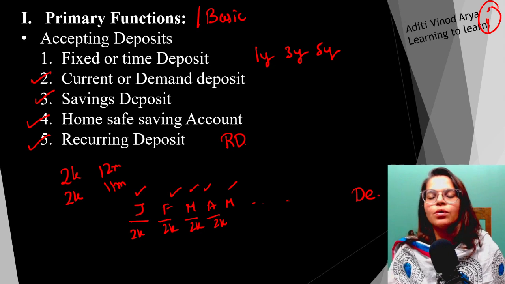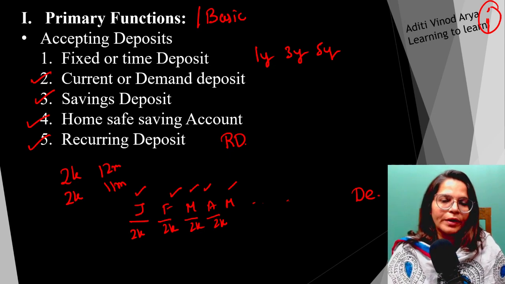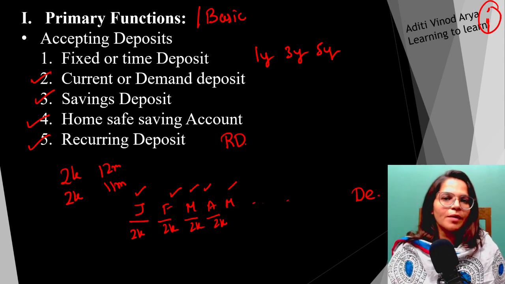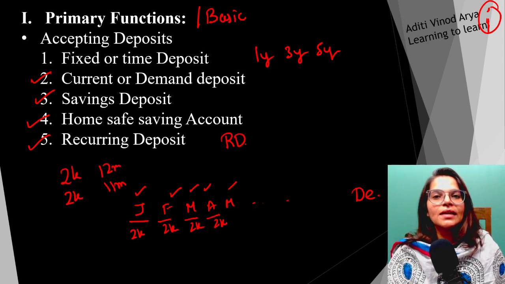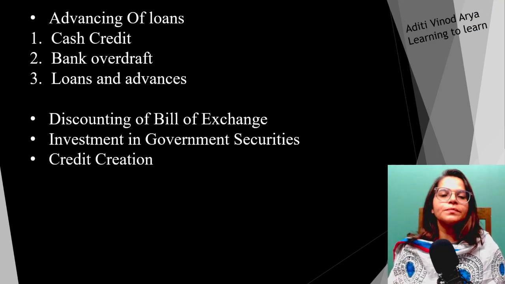This is a very good way of saving a lot of money. So these are the primary functions. The primary functions include, first, acceptance of deposits, and these are the various kinds of deposits. Moving forward, we have loans.